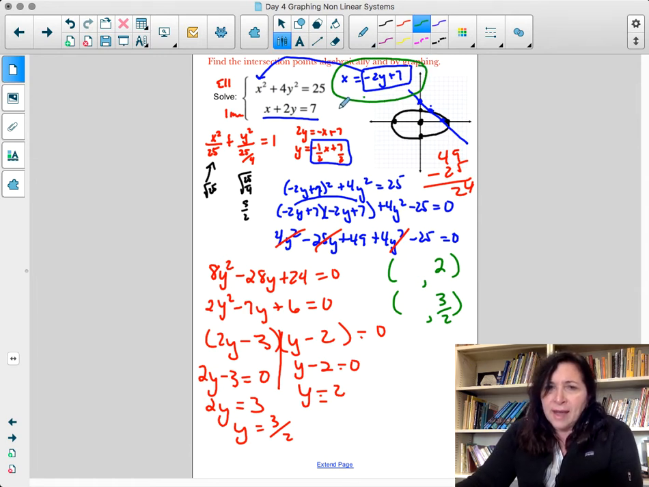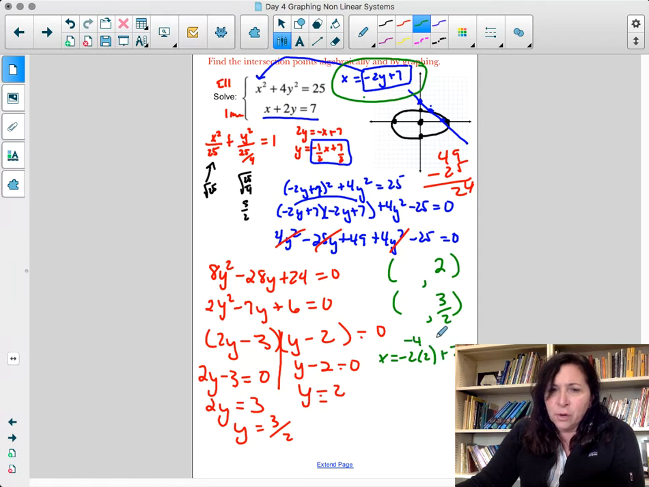If I did that, I'll do it down here. Plug in 2 for y. x equals -2 times 2 plus 7. So that's -4 plus 7 is 3. So one of my intersection points is over 3, up 2. That looks like that point right there, (3, 2).